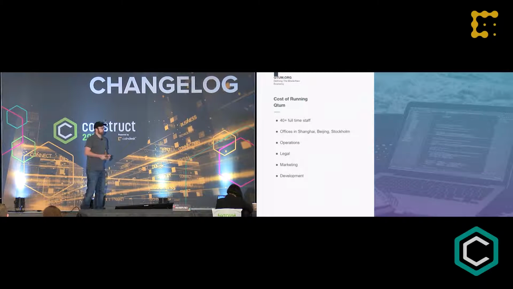And there's also, of course, marketing, which is spreading the outreach of Qtum and spreading the word about it, telling developers, businesses, enterprises, and everything. And then development, of course, chugging away on the product, improving it, and everything else.